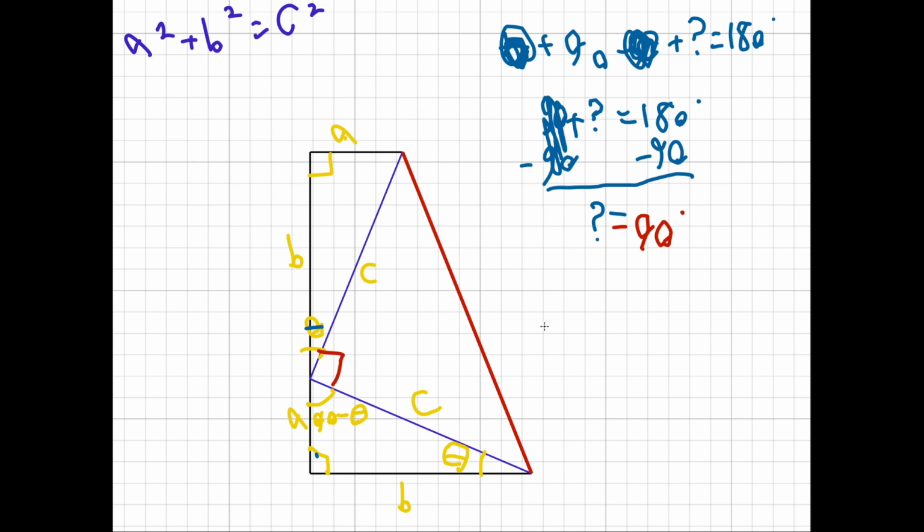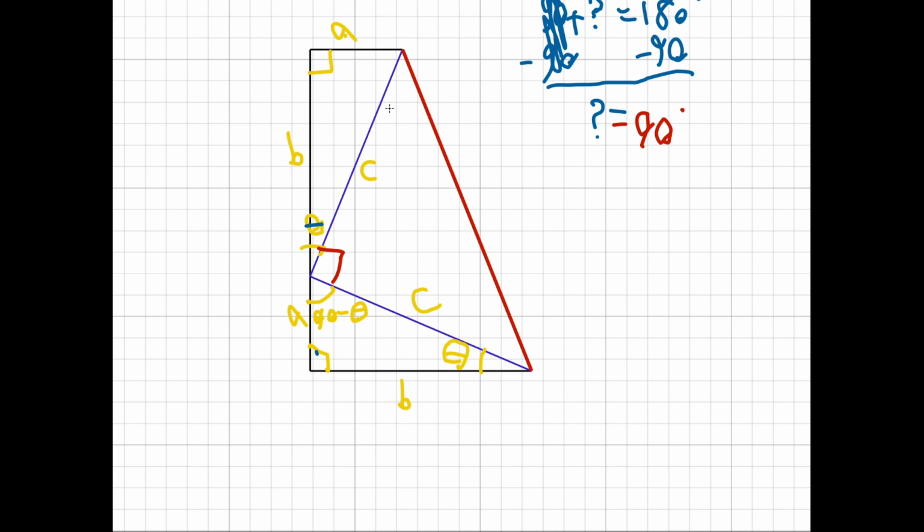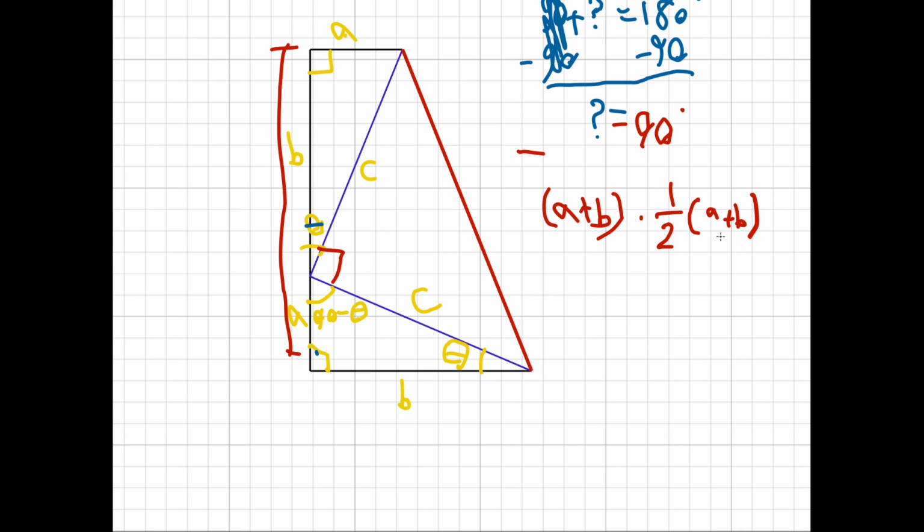Okay, so what's the area of a trapezoid? Well, it's the height, this length, times 1/2 the average of the top and bottom. So we have a plus b, because that's the height, right? The height is a plus b, times 1 divided by 2 times a plus b, because that's the average of those two lengths there, okay?